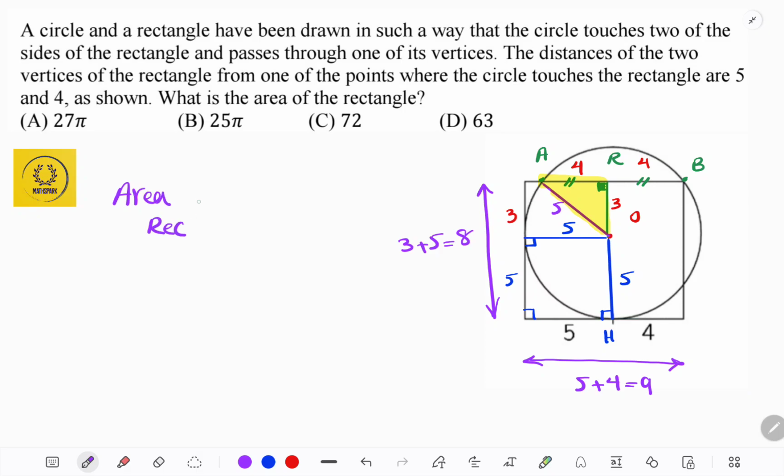So the area of this rectangle is the product of 8 and 9, which is 72 units squared. So our final answer is choice C.